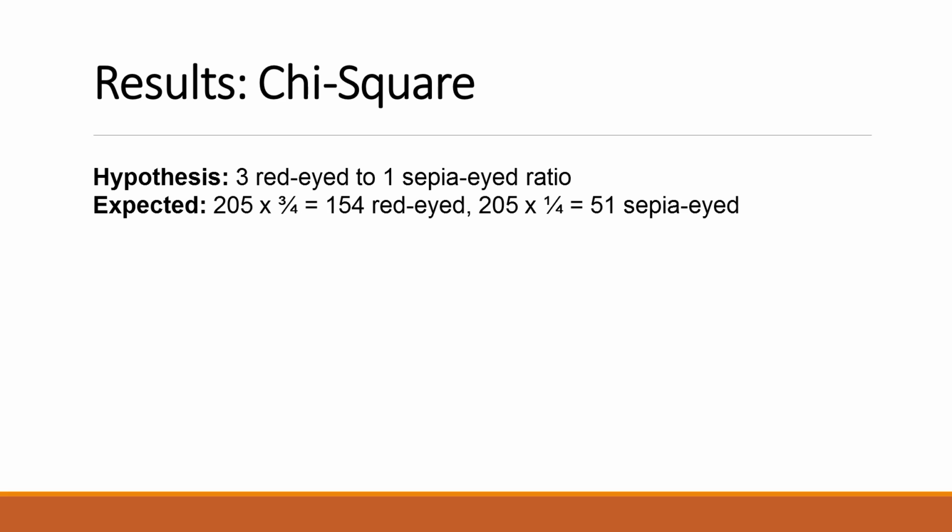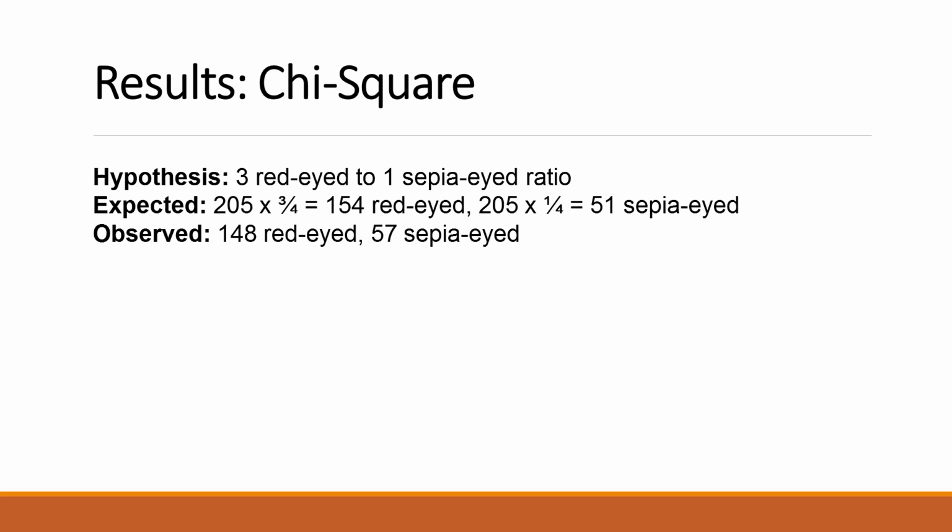For our results section, we did a chi-square test. Chi-square is used to predict how close your data is to your hypothesis. We hypothesized that there would be a 3-to-1 ratio of red-eyed versus sepia-eyed flies. We expected there to be 154 red-eyed flies and 51 sepia-eyed flies. This was calculated by taking the total number of flies, which was 205, and multiplying that by 3/4 or 1/4. We observed that there were 148 red-eyed flies and 57 sepia-eyed flies.